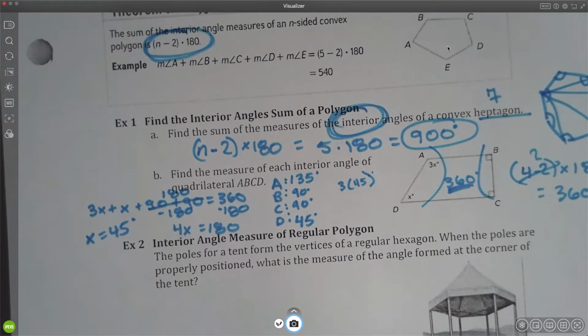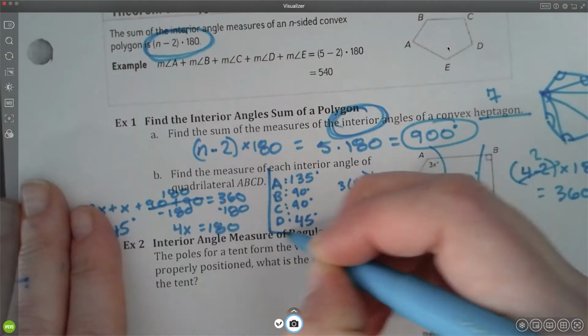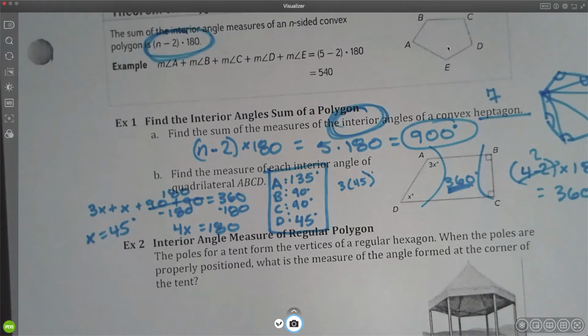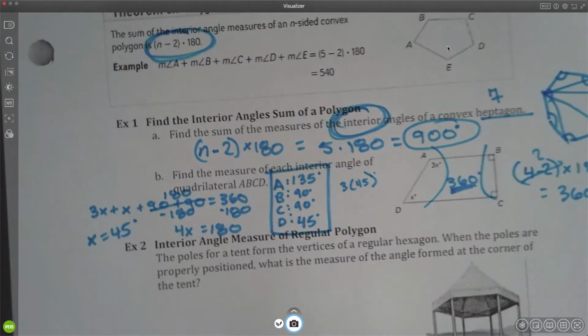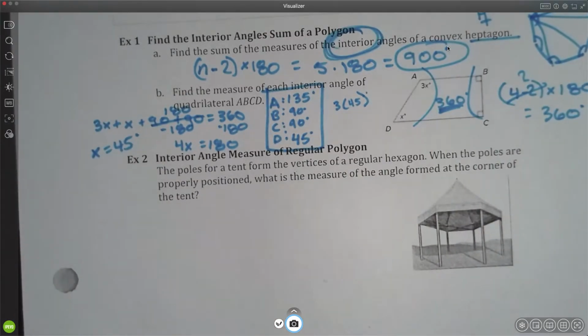Now, if this were a test question, I would definitely for sure 100% make sure that that was right by adding those back up again. So after I get the answers 135, 90, 90, and 45, add those back up again and make sure it is 360. Okay? So check your answer. But this is what we needed for A, B, C, D. There is what we have. All right? Good?